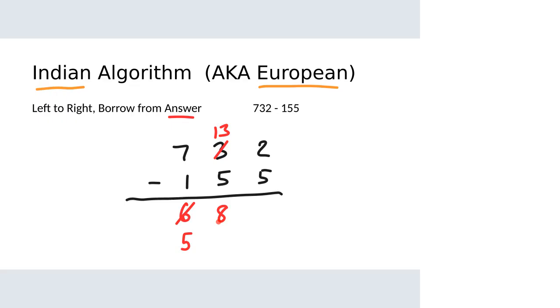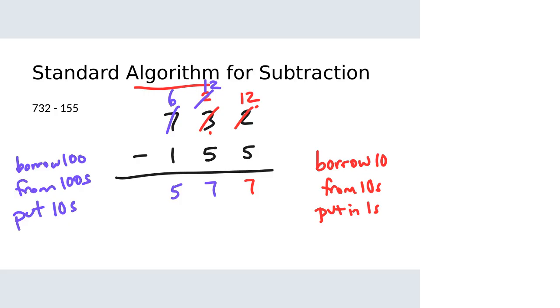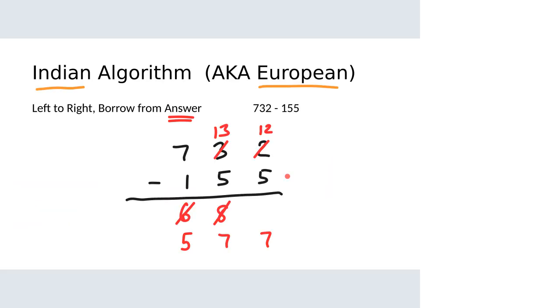I'll go to the column next to it, which in this case is the tens column. And I'm going to borrow from the answer. So I'm going to reduce that by 1. I'm taking 10 from the tens column and putting that 10 in the ones column. And now I can subtract over there. 12 minus 5 gives me 7, and my answer is 577. Just to verify this a little bit, that is the same answer I got the other way, 577.